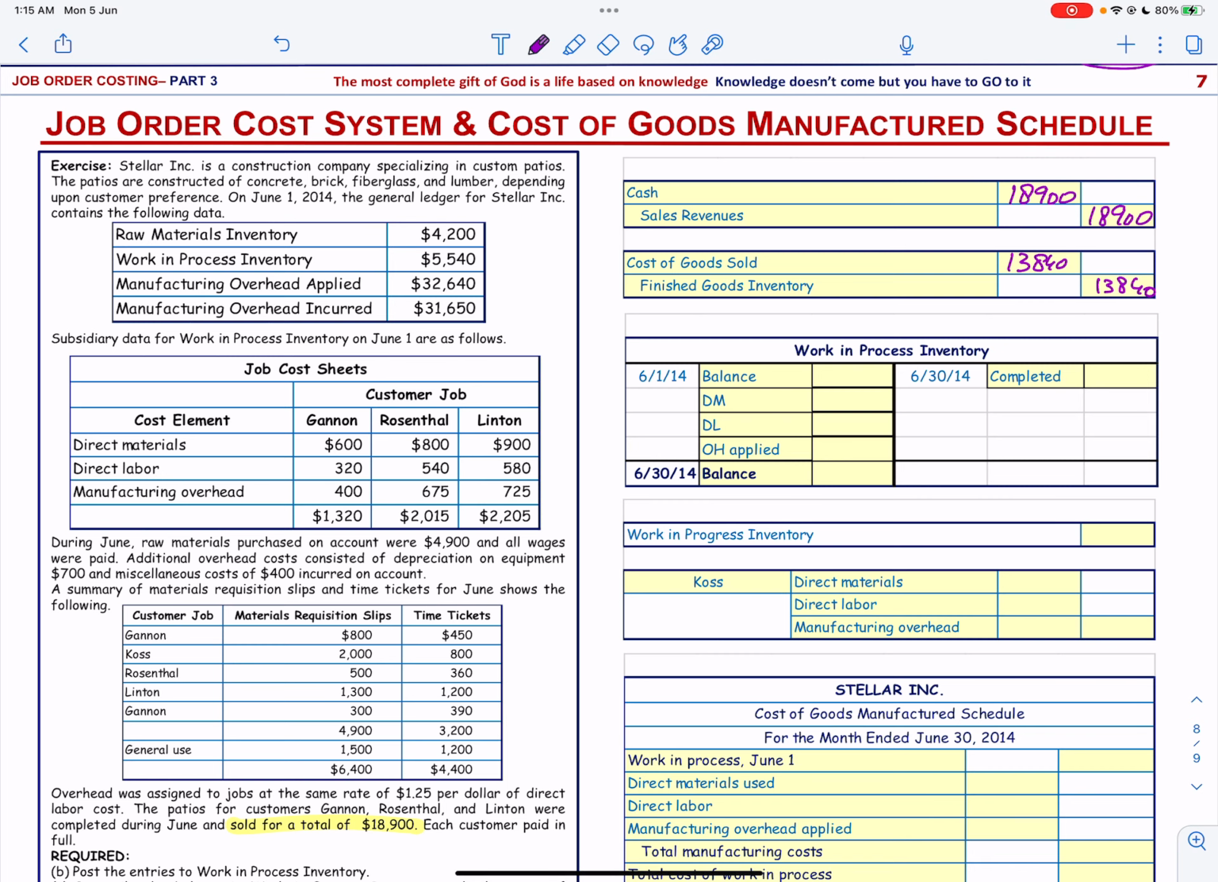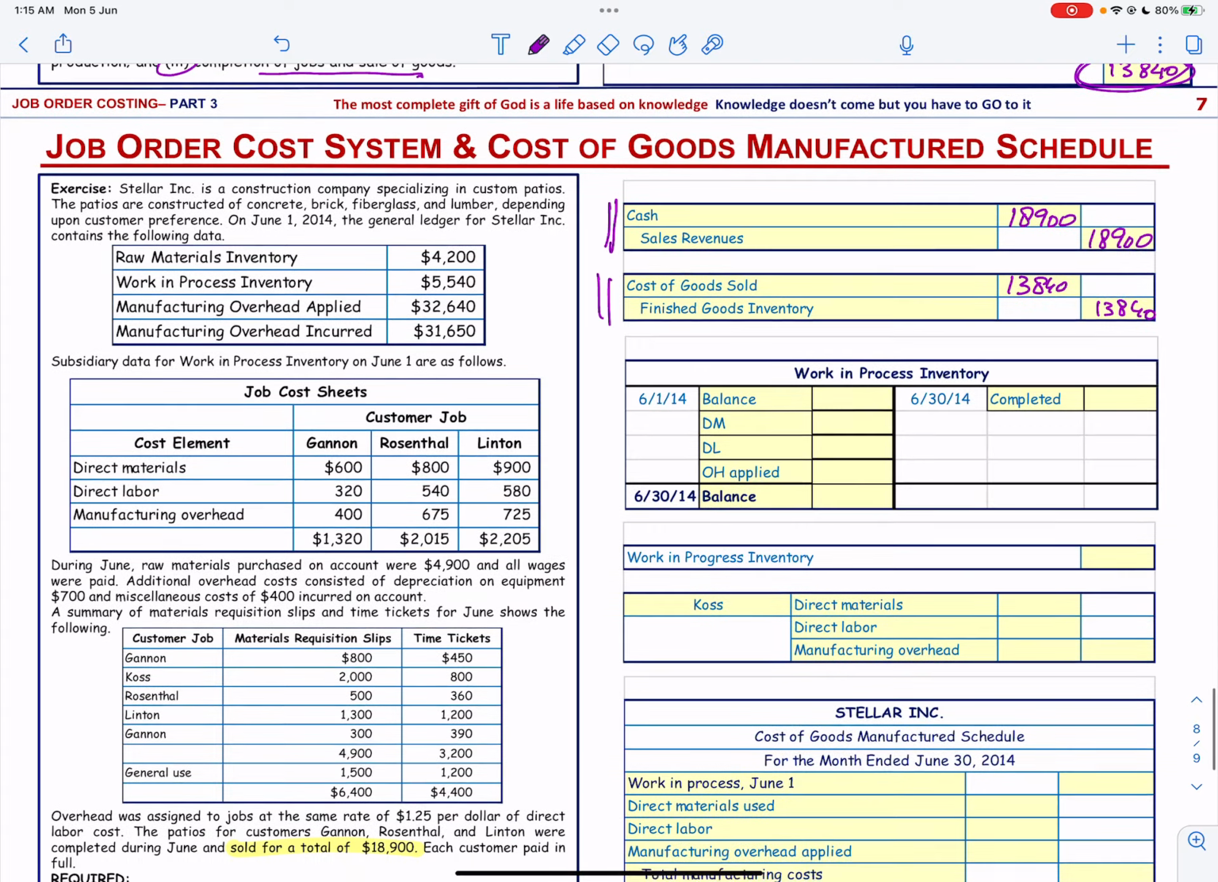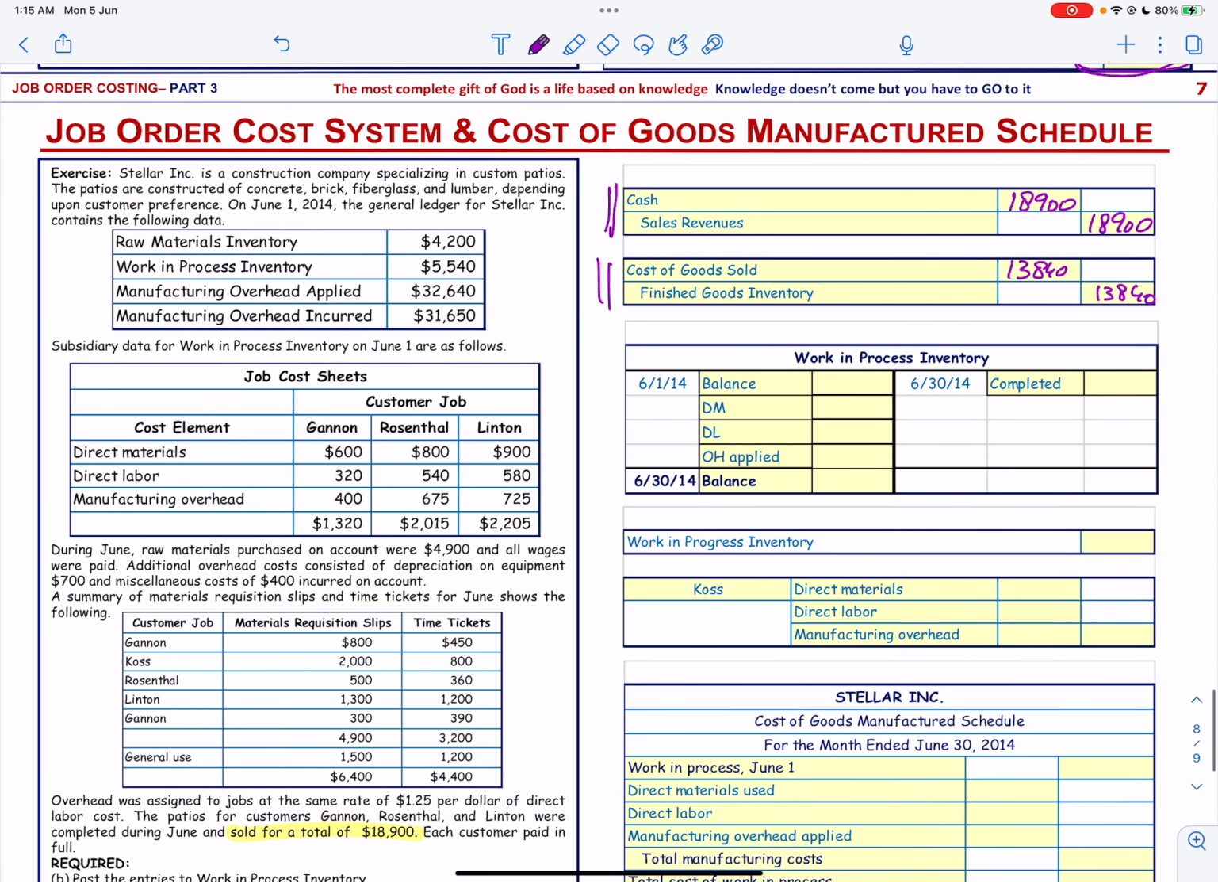So this completes our part 3, that is completion of job and sale of goods. We have transferred the work in process to finished goods. We have recorded the sales. We have recorded the cost of goods sold. We make 3 entries for the completion of job and sale of goods. Okay, so this was part A, and then let us go to part B.